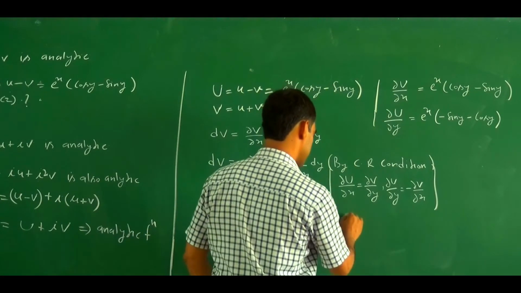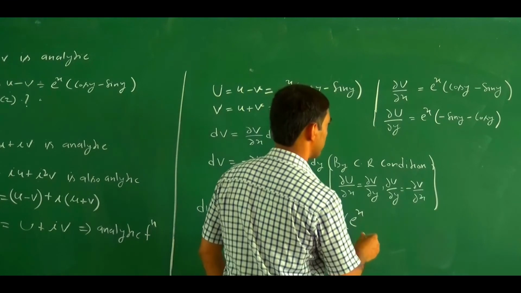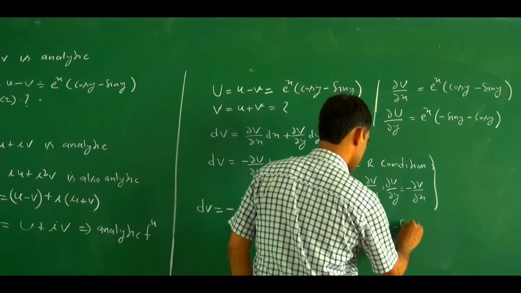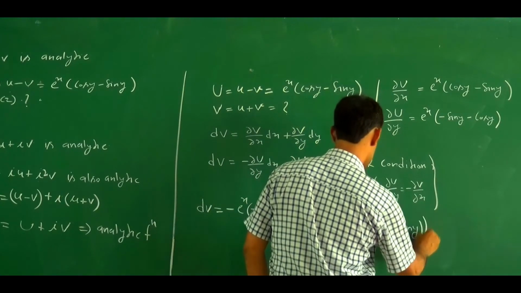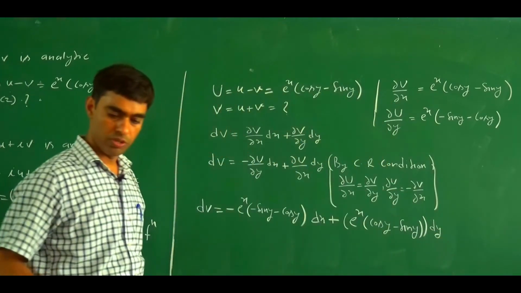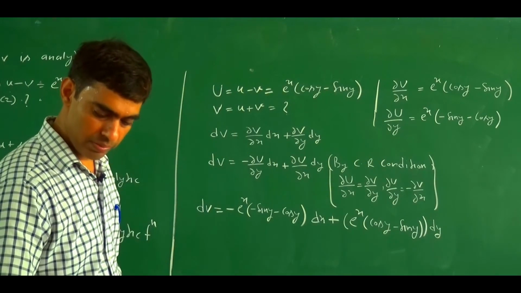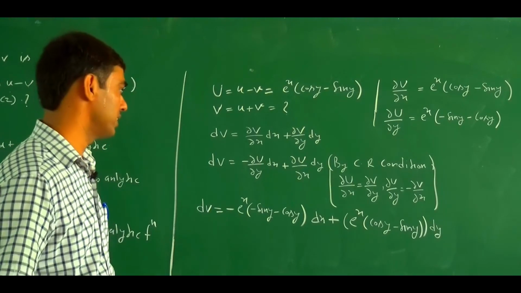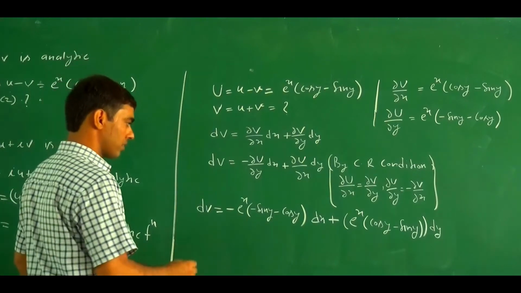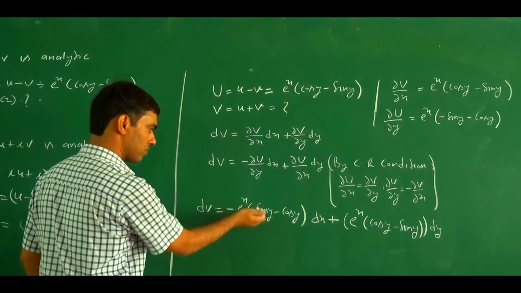∂u/∂x means e^x (cos y − sin y) dy. So this one is an exact differential equation. Now we try to solve the exact differential equation. Once we simplify this one, minus minus becomes plus.